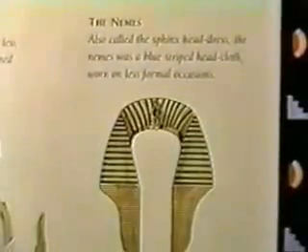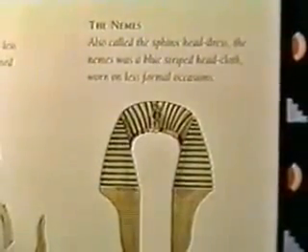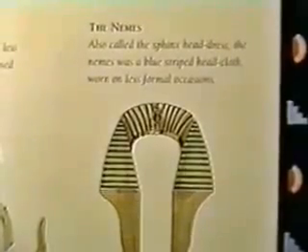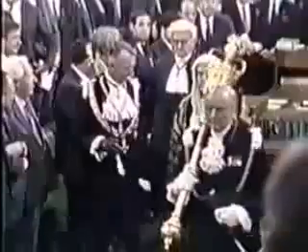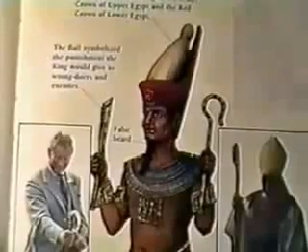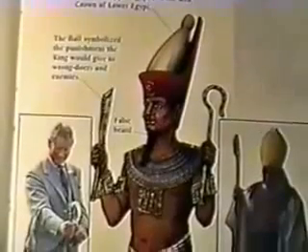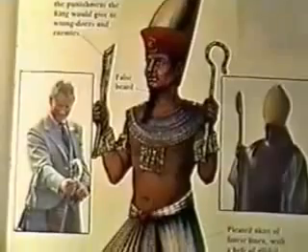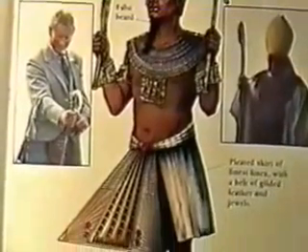Number 9. The headdress worn by judges and the Queen's high-ranking officials originate in ancient Egypt. Number 10. Kilts, like the one worn by Prince Charles, originate with the Egyptian pharaohs who wore white kilts.